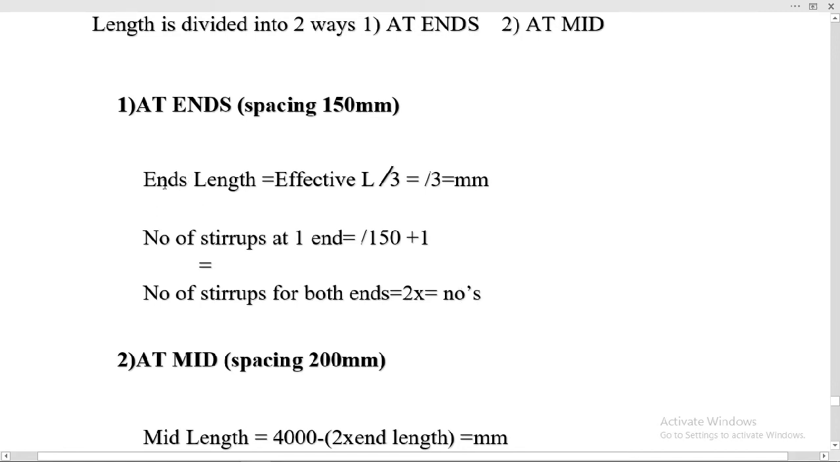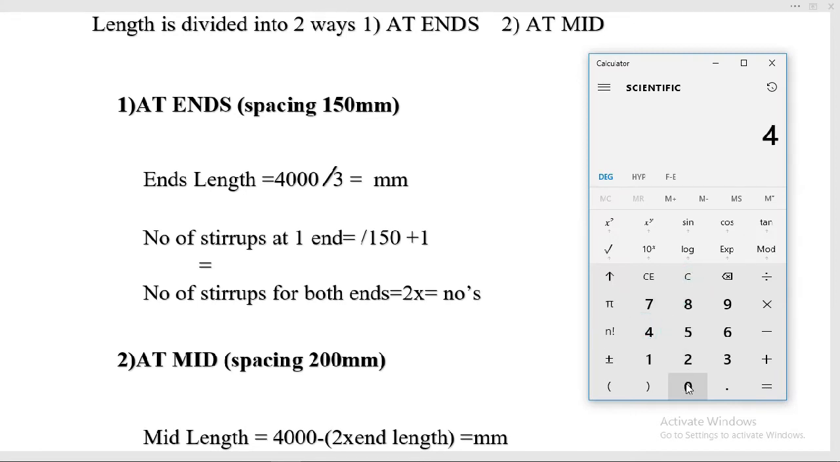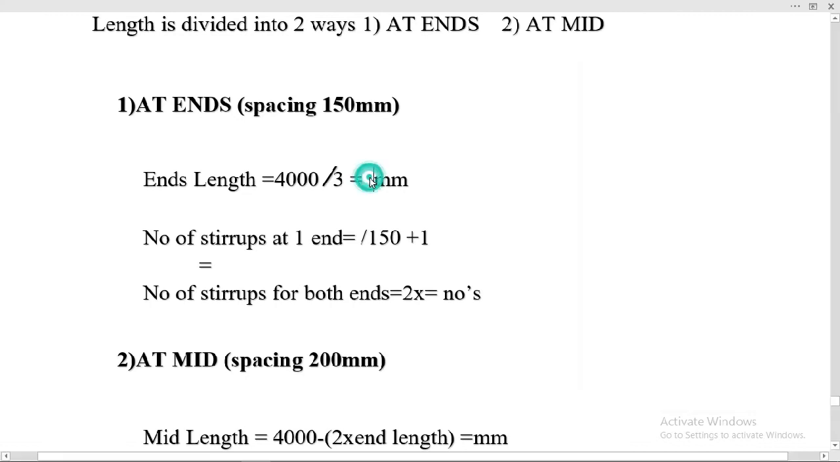The effective length of the column is 4000, because we already subtracted the concrete cover from it. 4000 by 3 will give us, let me calculate it on the calculator, 4000 divided by 3, which is 1333.33 millimeter. That is one end's length.